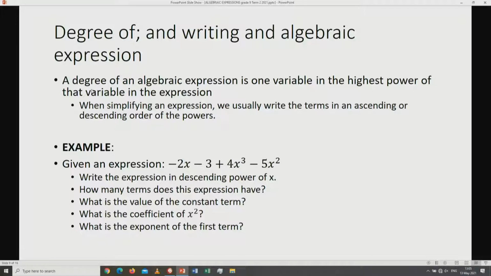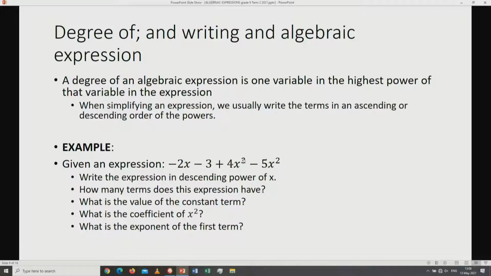So when we say the degree of an algebraic expression is the highest power of a variable in the expression, we'll be referring to the highest one from these other two, because this is the highest, which is 3, this one is 2, and this is 1, which is the lowest.